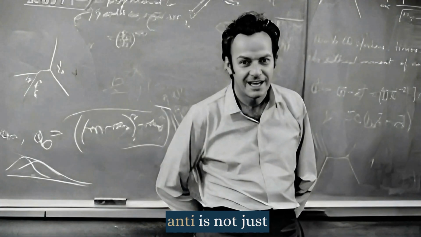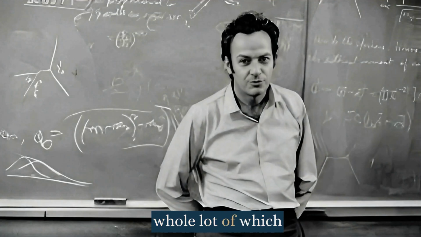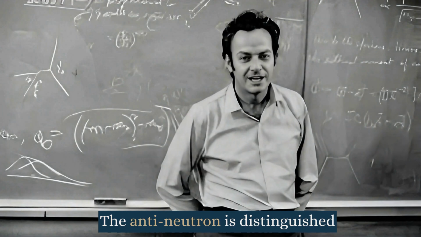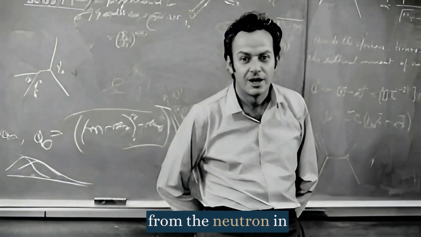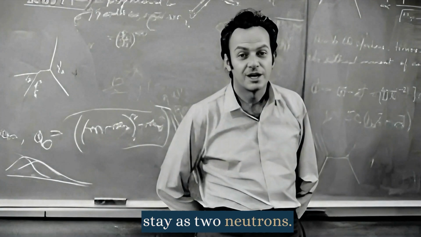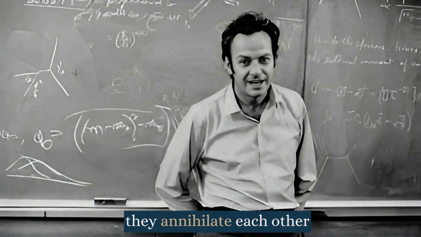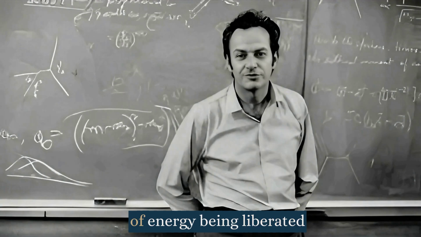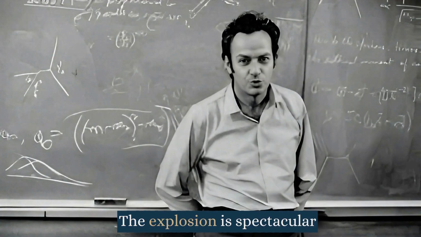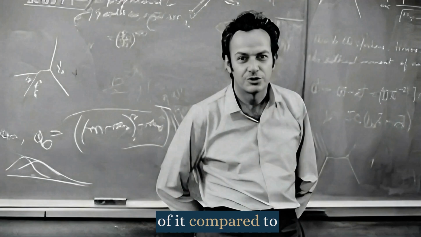The rule of the anti is not just that it has the opposite charge. It has a certain set of properties, the whole lot of which are opposite. Electric charge is just one property among many. The antineutron is distinguished from the neutron in this way. If we bring two neutrons together, they just stay as two neutrons. But if we bring a neutron and an antineutron together, boom, they annihilate each other with a great explosion of energy being liberated with various pi-mesons, gamma rays and whatnot. The explosion is spectacular precisely because neutrons have mass, quite a lot of it compared to electrons.